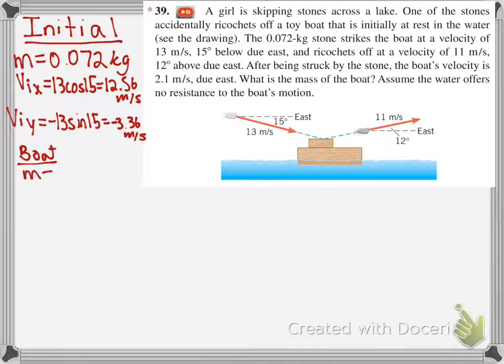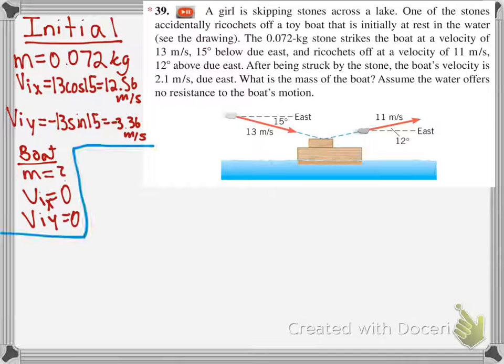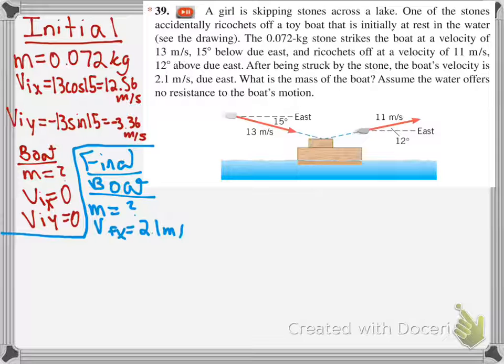Now, of course, the boat, they don't tell us how much it weighs. That's, of course, what we have to solve for. But they tell us the initial velocity in the x is 0, and in the y is 0 as well. The boat is stationary. It's not moving. Now, that's initial. Now, final. Again, the boat, we don't know how much it weighs, but the final velocity of the boat is going to be 2.1 meters per second in the x direction. They don't tell us the y, but for now we just need the x.